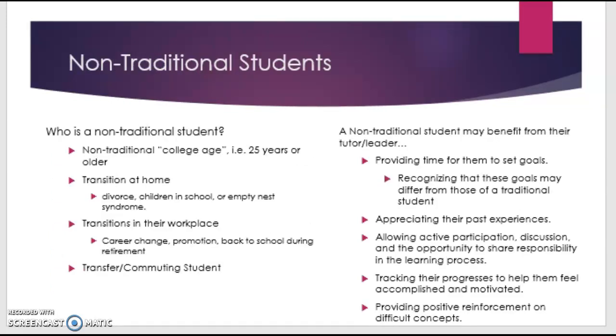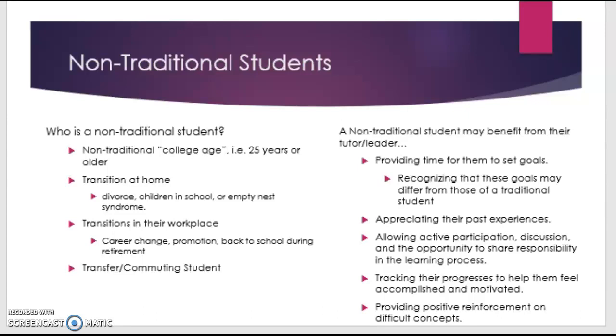Now let's talk about non-traditional students. Who exactly is a non-traditional student? A non-traditional student is not the traditional college age, so meaning they're typically 25 or older. They might be in transition at home, so for example, they have been divorced, they have children in school, they have empty nest syndrome, and they decided to come back for another degree.